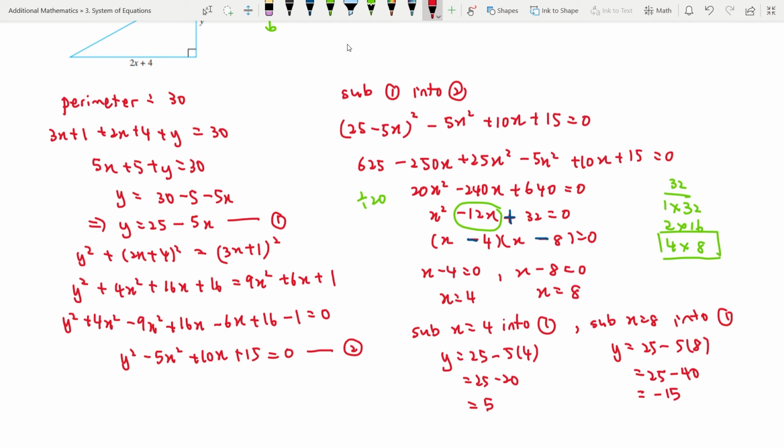Hence, we do not accept negative value. So for this example, our x is equal to 4, y is equal to 5. X equal to 8 is not accepted because it comes in pair with y is equal to negative 15.